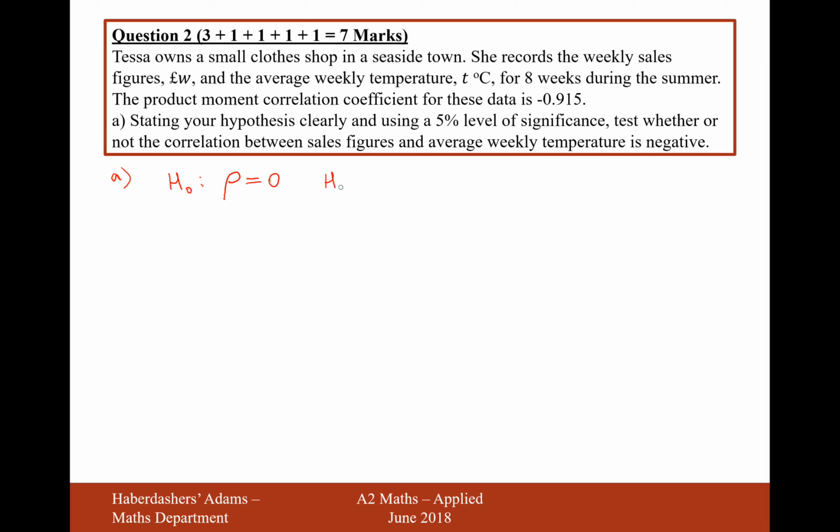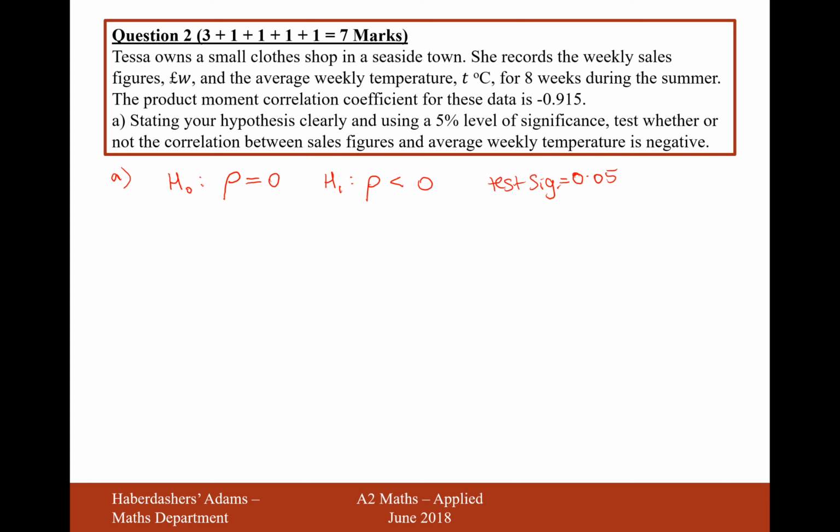And the alternative hypothesis is that there is negative correlation, so rho is less than 0. And the test significance level is 5%, is 0.05.